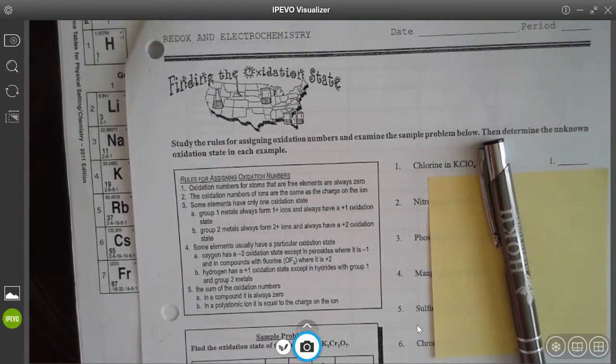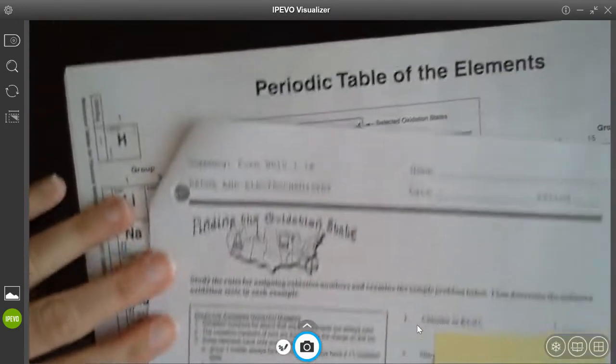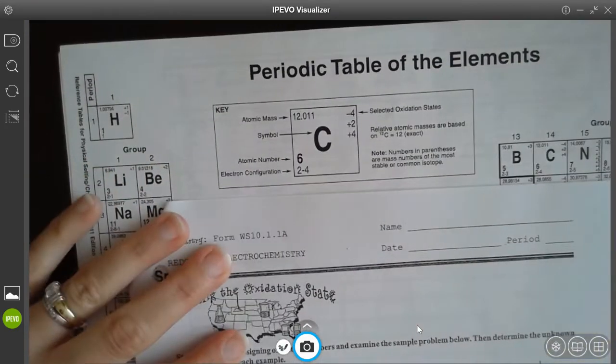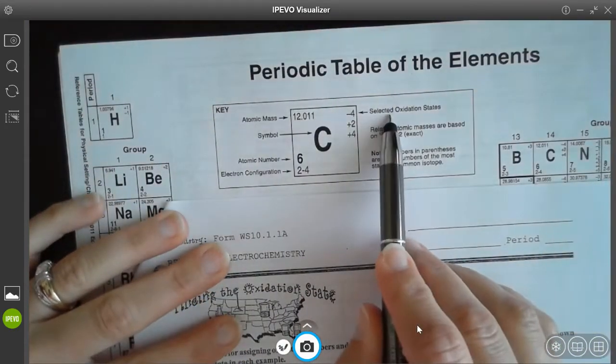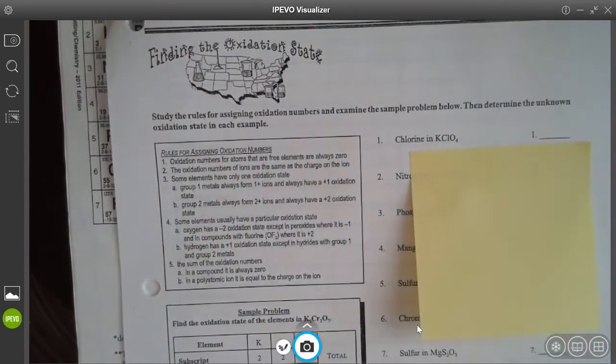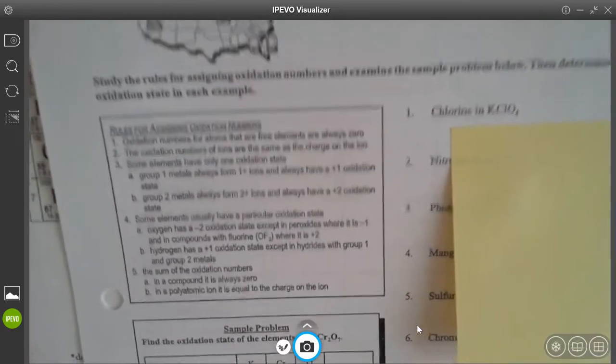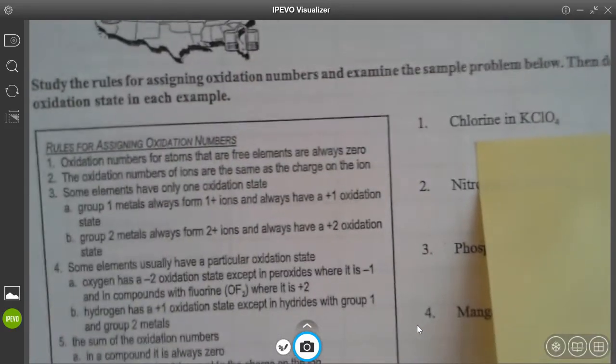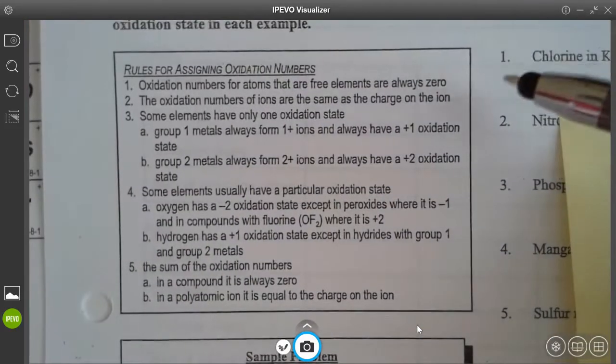Hi, the final thing you're going to learn today is how to find an oxidation state. I do highly suggest your periodic table, the Regents one. Please note this says selected. It's not all oxidation states. Okay, so when we do this, there are some rules. And when we go through the rules, we go through them step by step.